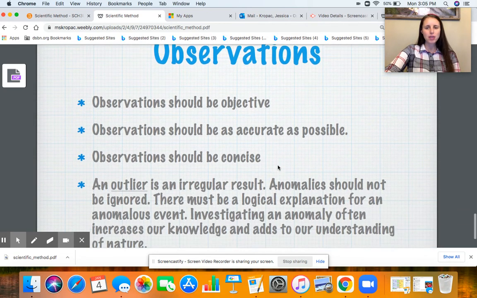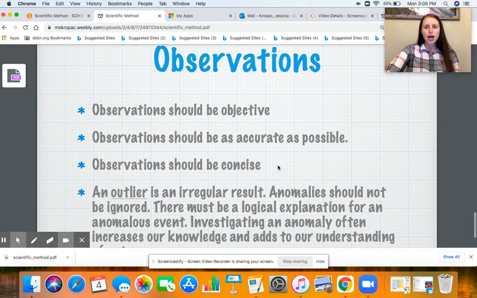Last thing I want to talk about with making good observations. Good observations should be objective. What objective means is that you are not biased at all. So you don't want to go in trying to prove your hypothesis. You just want to go through and make an experiment and make observations. So all of your observations should be objective. So don't go in looking for something, just record what you see.